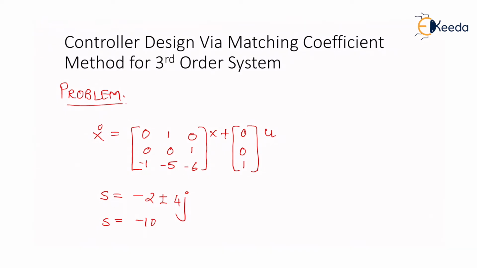X dot is equal to A x plus B u, where A is equal to [0 1 0; 0 0 1; -1 -5 -6], B is [0 0 1], and desired pole locations are -2 ± 4j and s is equal to -10. So as we know, the first and foremost important step is to check whether the system is controllable or not.